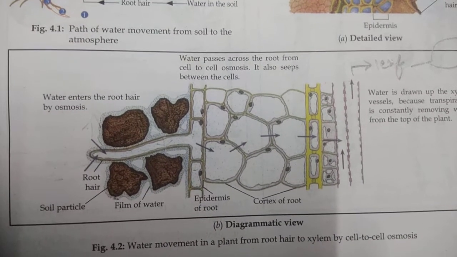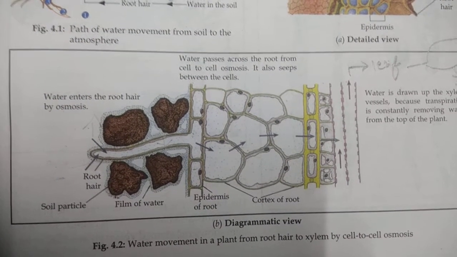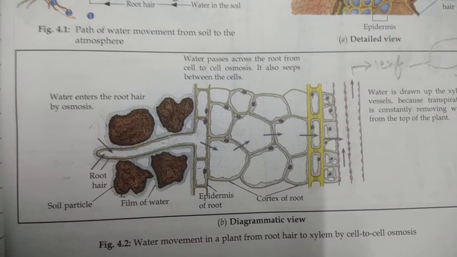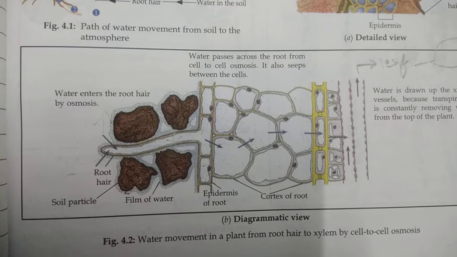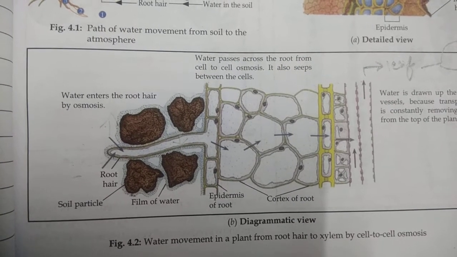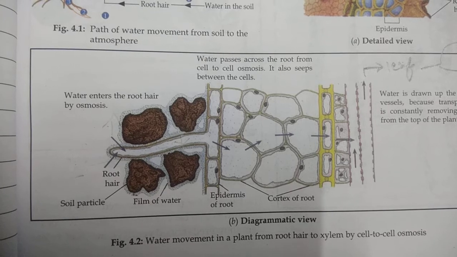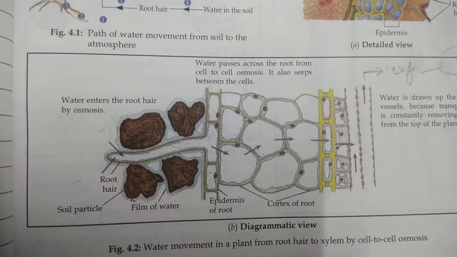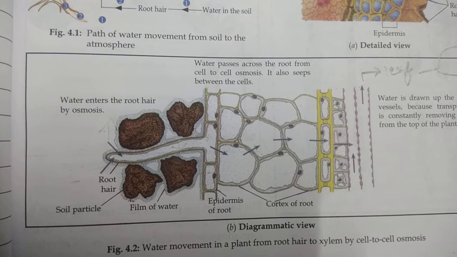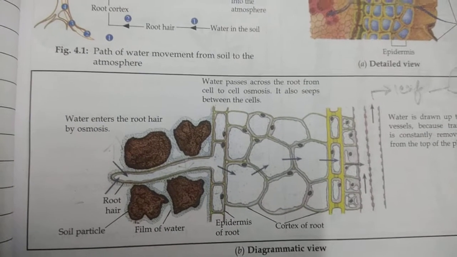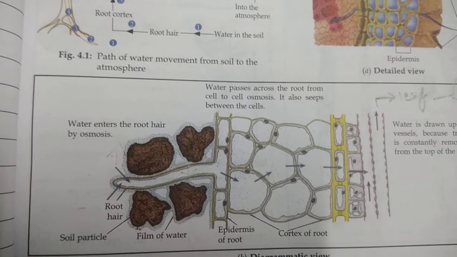Now we will see absorption of water and mineral elements. Absorption of water involves normal passive transport with osmosis. But if the plants want to absorb the mineral elements which are already dissolved in the soil water, then they have to involve active transportation.